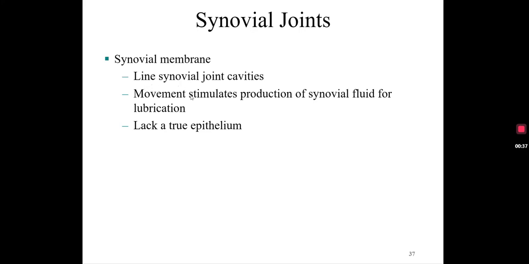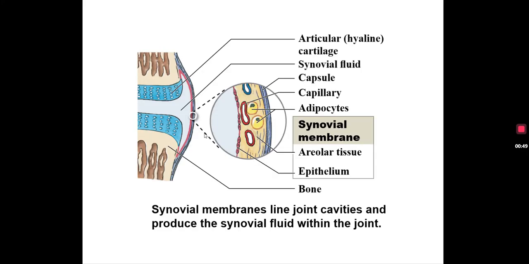Now when we move our joints, that stimulates the production of a fluid known as synovial fluid. And this is going to lubricate the joint. Now, if we were to look at this under the microscope, we would actually see that it is not a continuous layer of epithelial cells. It's discontinuous, and I'll show you what I mean by that in a second.